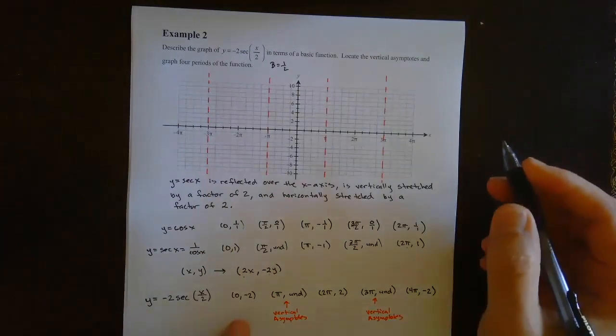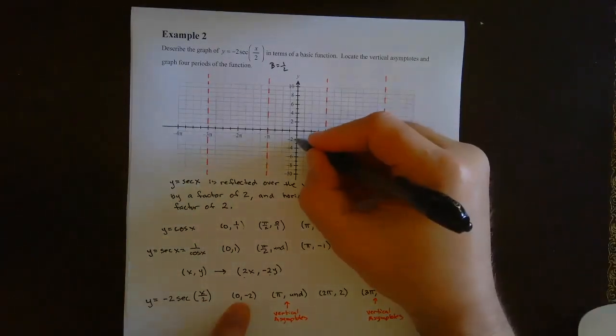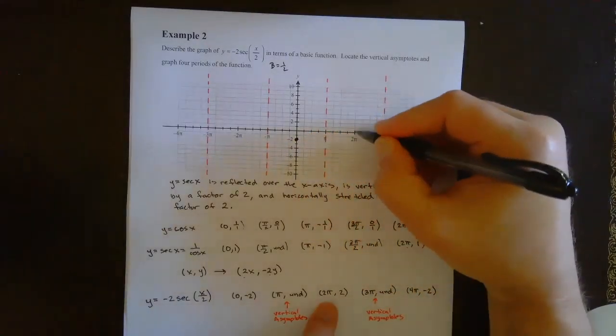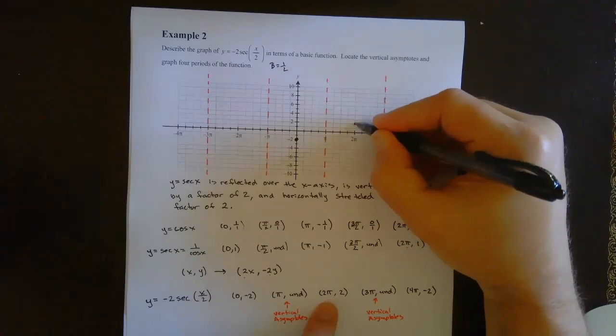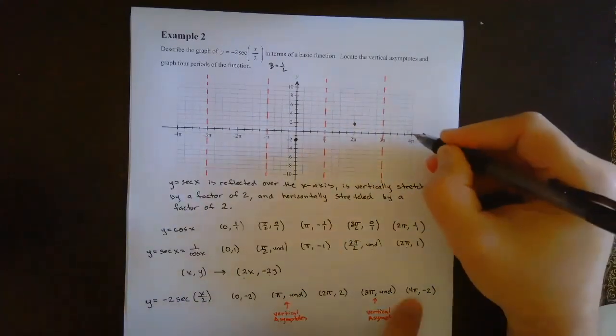Okay, then I have some points I can graph, okay? So 0, -2, that's this point right here. And then 2 pi comma 2, that'd be this point right here. And then 4 pi, -2.